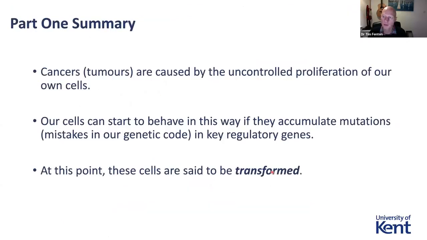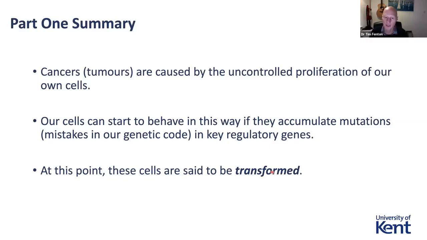So to summarize what I've said there, cancers, also referred to as tumors, are caused by the uncontrolled proliferation of our own cells. And our cells can start to behave in this way if they accumulate mutations, which are, as I've explained, mistakes in our genetic code, in key regulatory genes.